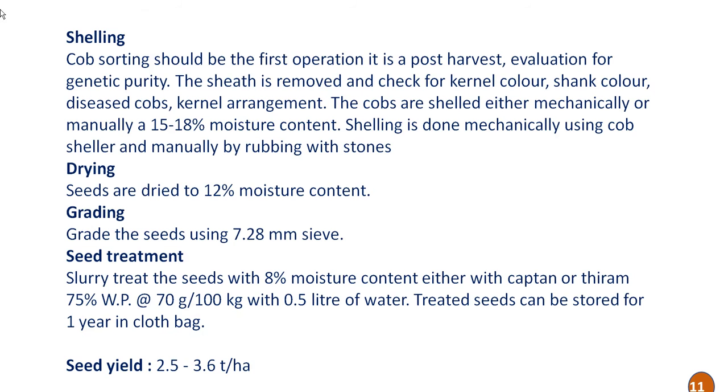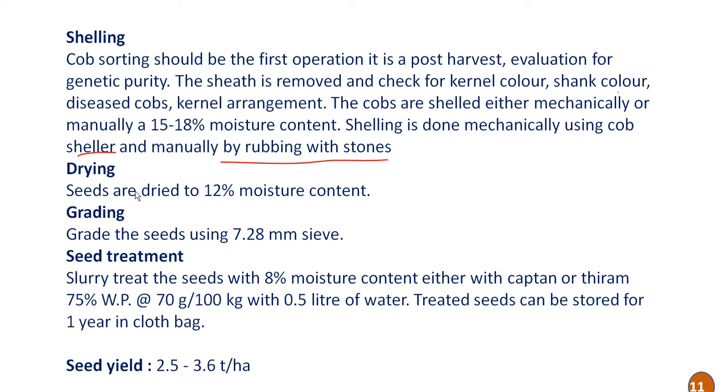And next to this, there is shelling. The crop sorting should be the first operation, as it is the post harvest evaluation for genetic purity. The sheath is removed and checked for kernel color, shank color, diseased cob, kernel arrangement, etc. So these are the key criteria to decide the genetic purity or the physical purity of the crop. Then the crops are shelled either manually or mechanically. In the case of manual shelling, 15 to 18% moisture content should be there, and shelling is done mechanically using a cob sheller and manually by rubbing with stones.